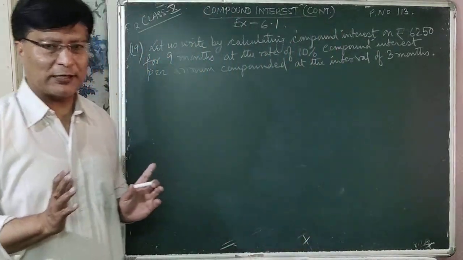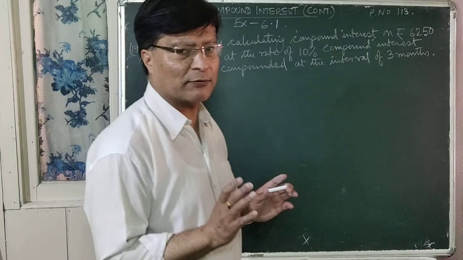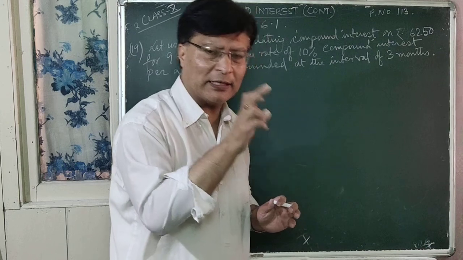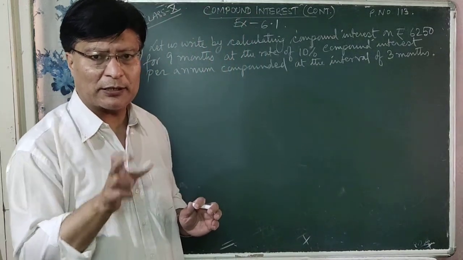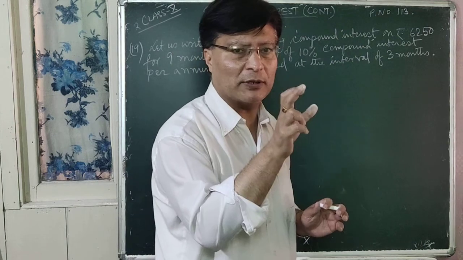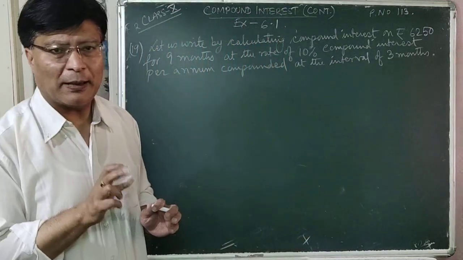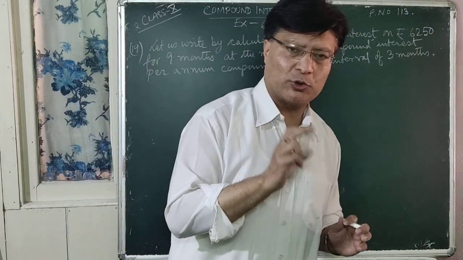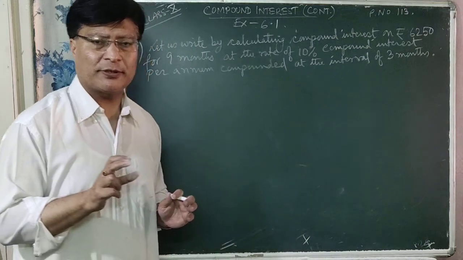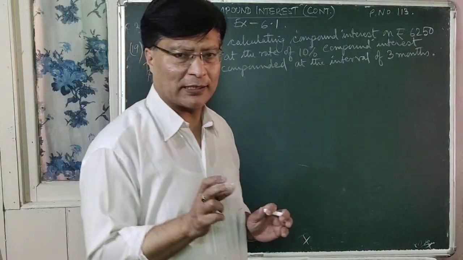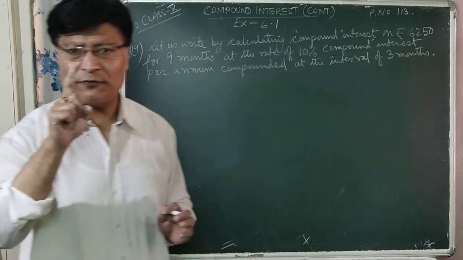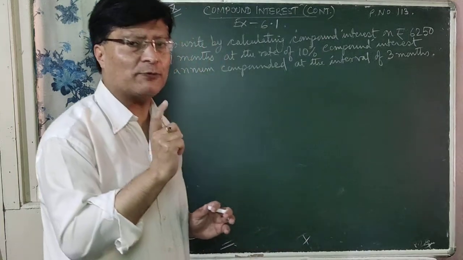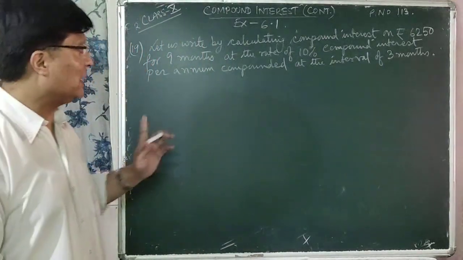So now, which formula is used? Compounded at the interval of 3 months means for the whole year, 3 months, 3 months, 3 months, 3 months. That is January, February, March, 3 months. That is the first phase. April, May, June. That is the second phase. Then comes July, August, September. That is the third phase. October, November and December, that is the fourth phase. So how many phases are there? 4 phases. So if there are 4 phases, then which formula is used for the compound interest now?